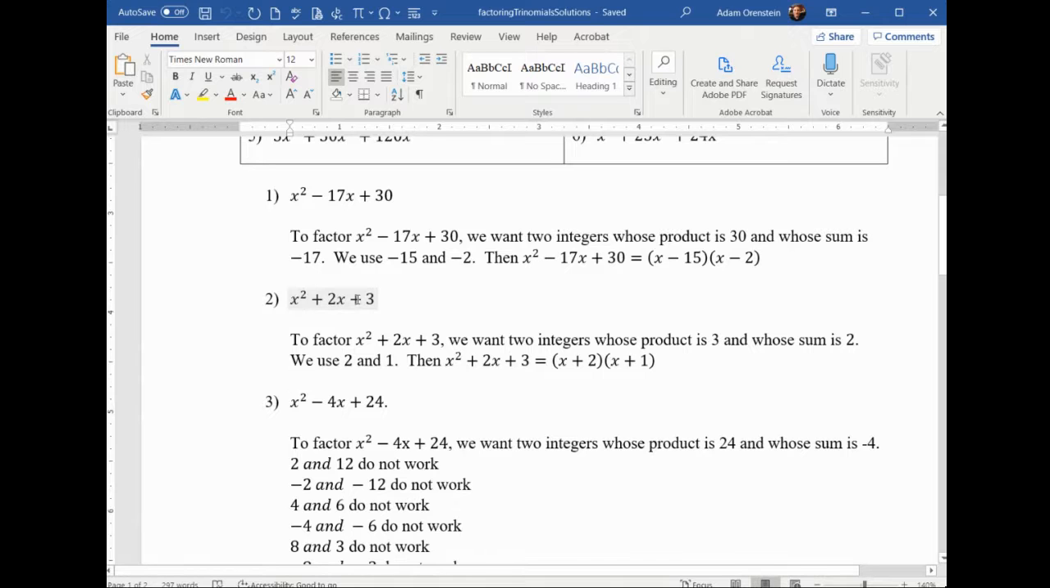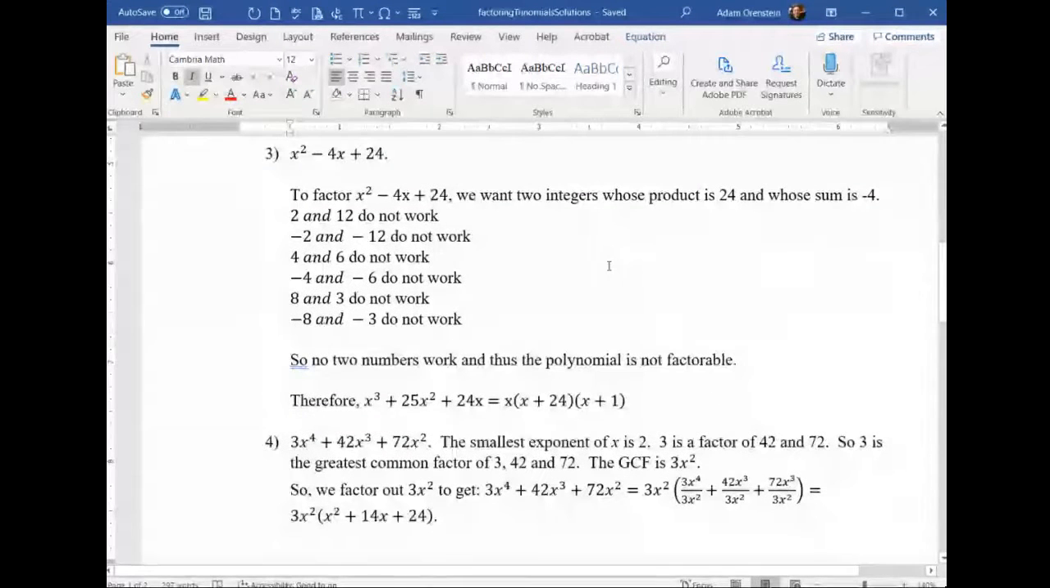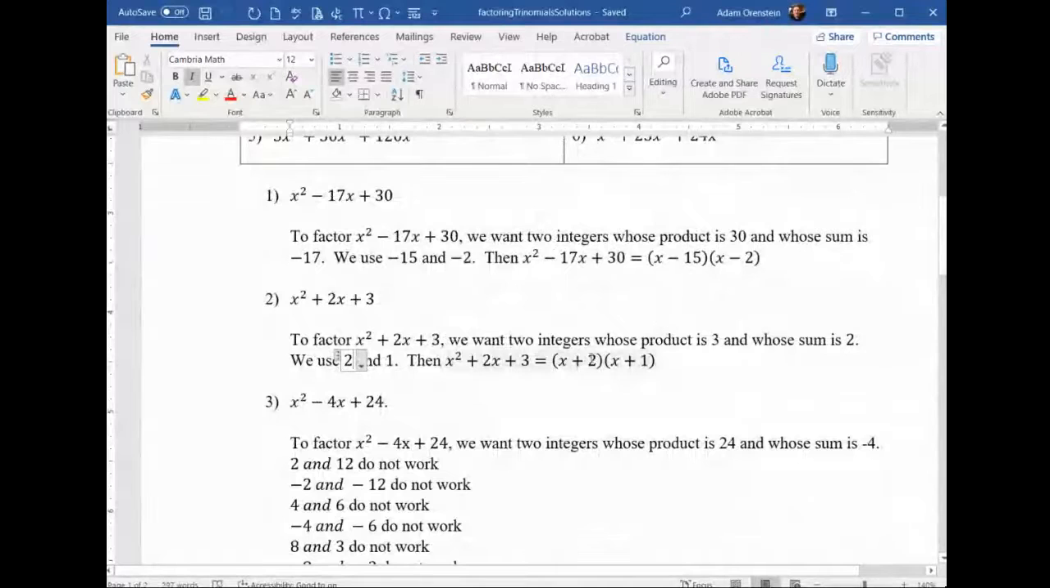The product has to be 3. Well, the sum has to be 2. No, the sum has to be 2, the product has to be 3. But you have 3 and 1. Yeah, but that sum isn't 2. I don't think it can be factored. Let me skip that. I'll come back to it and I'll fix it in the solutions, okay? So let me just skip that one.